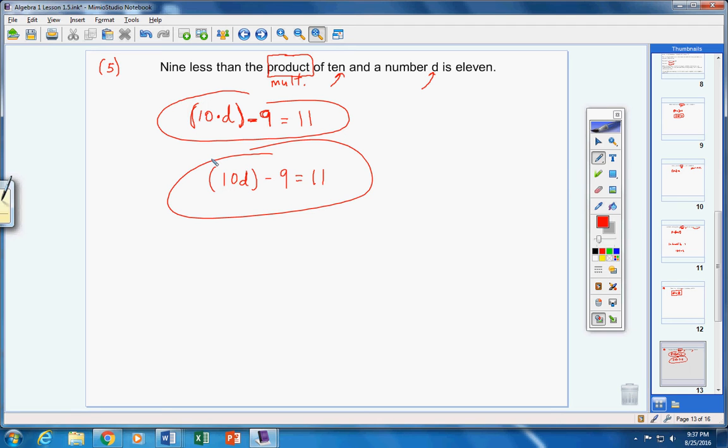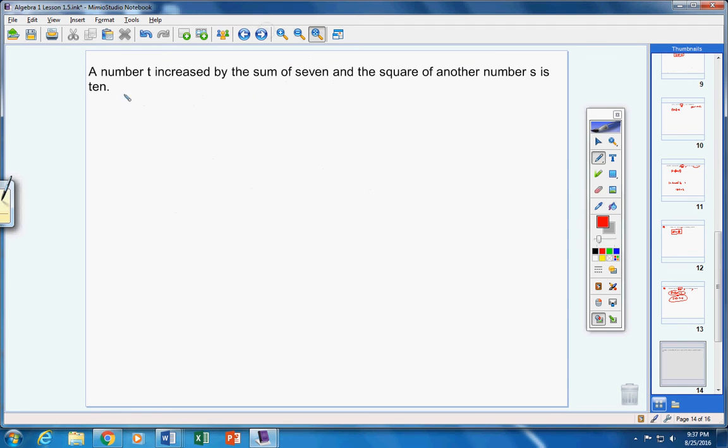Alright guys, if I'm going too fast, back them up and watch them again. Number 6. A number t increased by the sum of 7 and the square of another number s is 10. Okay, a number t increased by a sum, so a number t is increased. Now if it's increasing, I'm adding to it, I'm not subtracting it. If it said a number t decreased by something, then I would put a minus sign right here.